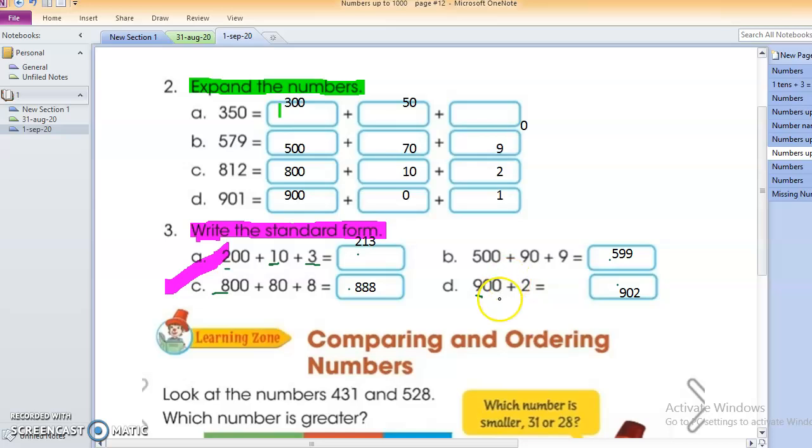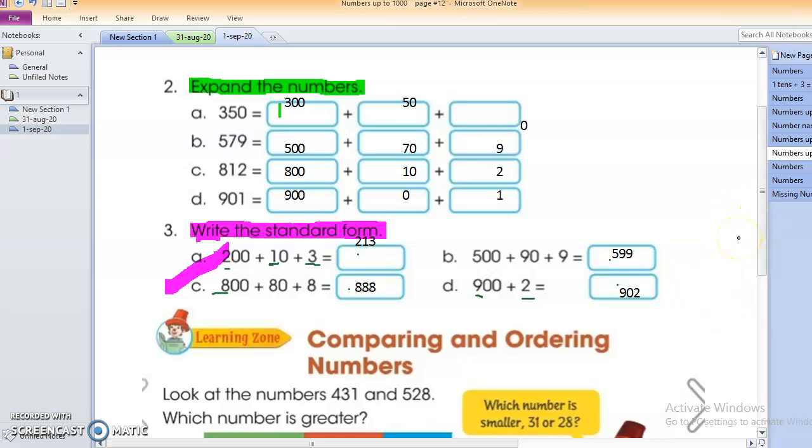First place is always ones, so that is 2. And this is 900, so that is on the hundreds place. In the middle there is no tens place, so you will consider it as 0. So I will write the first digit of hundreds 9, then on the tens place I will write 0, and on the ones place I will write 2. This is 902. So that will be the answer.